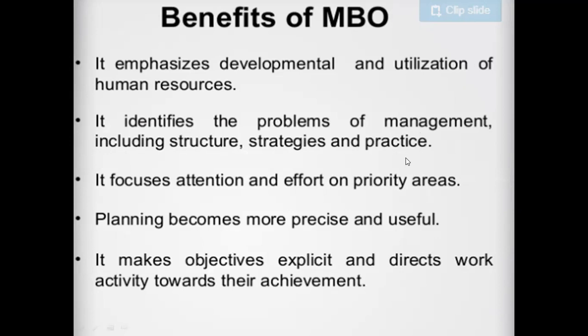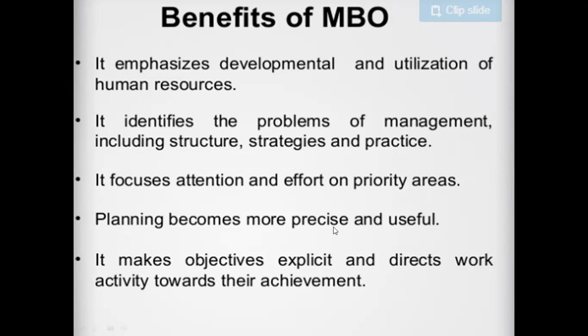So here by management by objectives we are able to identify the problems, including the structure, the strategies as well as the practice. And it focuses attention and effort on priority areas. So where more priority is essential, there we can focus more attention and make more effort. Then planning becomes more precise and useful. So we have set the goals. The second step we are planning. So whatever we are planning will be precise and useful in management by objectives.